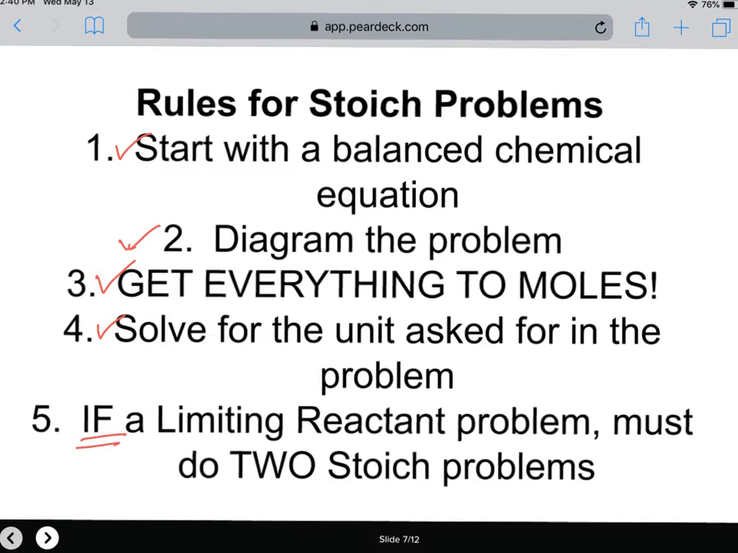You're going to solve for the unit asked for in the problem. And if it is a limiting reactant problem, if they give you the amounts of 2 different reactants, then you have to actually do double the work. You have to do 2 Stoich problems in order for it to be able to be solved.